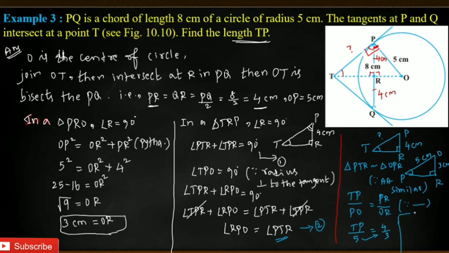You see children, the divide 5 goes to the opposite side and is multiplied with the numerator. 4 fives are 20. So TP is equal to 20 divided by 3. That is our required answer: TP is 20 by 3 centimeter.